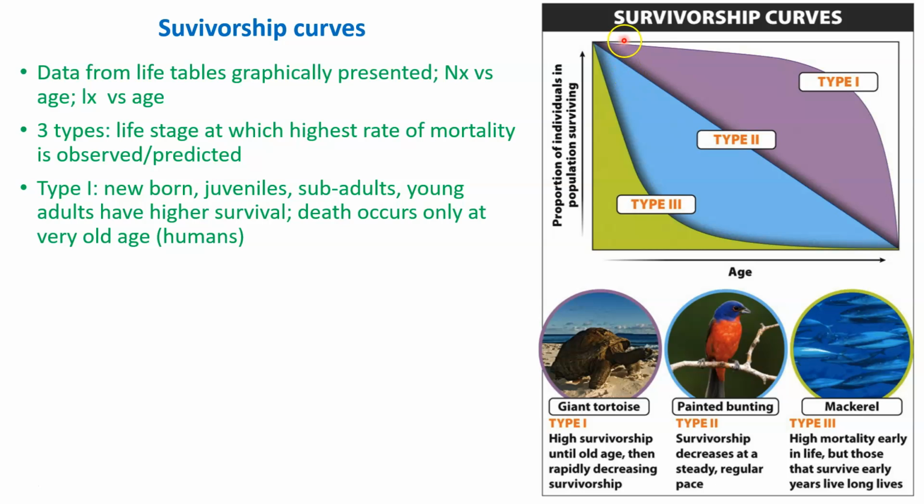Okay, so look at this graph. At early age classes, you see a very high level of survival, and it precipitously declines as the population ages. Examples are like what? Tortoises are actually a good example.